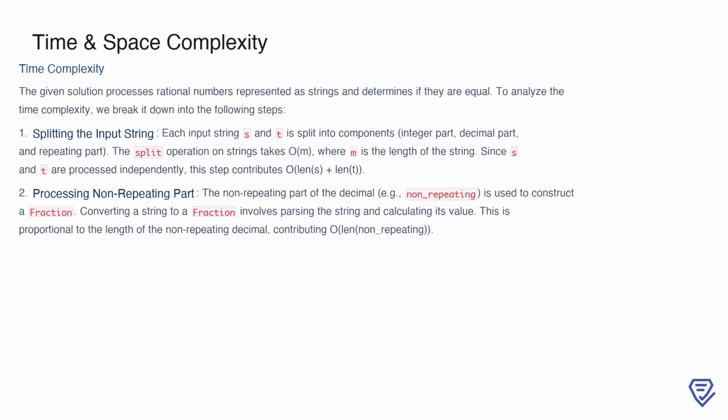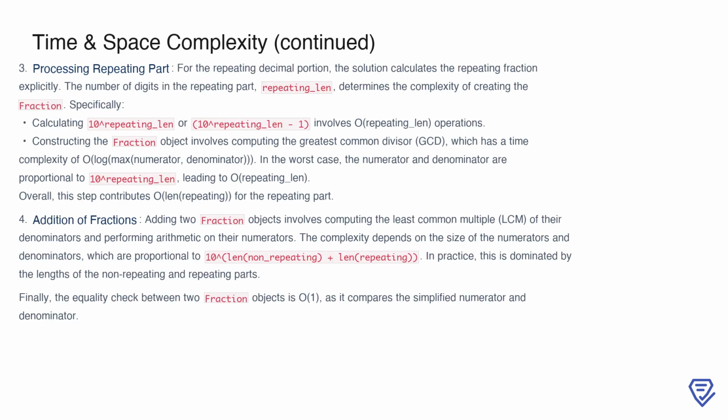Next, we focus on processing the non-repeating part of the decimal. This part is converted into a fraction object, which requires parsing the string and calculating its value. The time complexity of this conversion depends on the length of the non-repeating decimal, contributing len(non_repeating) to our overall time complexity. Now, we turn our attention to the repeating decimal portion, which requires more involved processing.